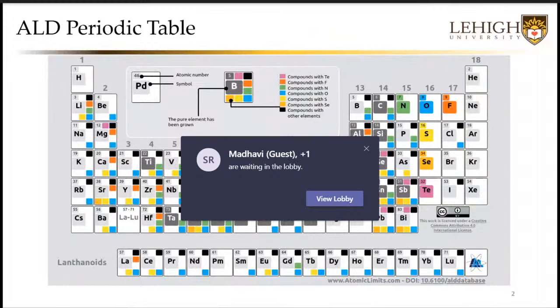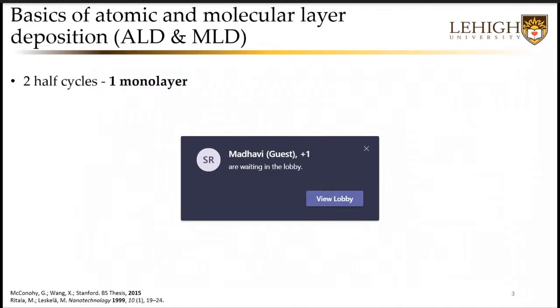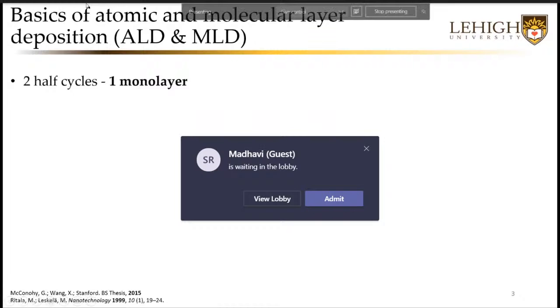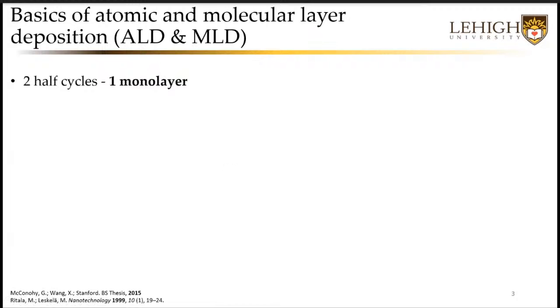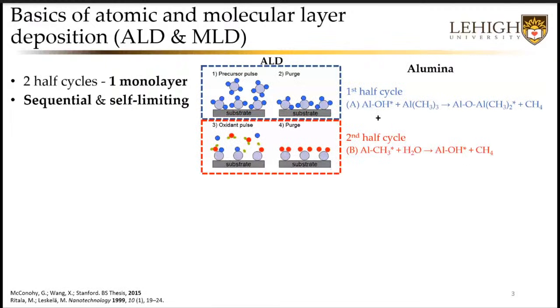Atomic layer deposition and molecular layer deposition have two half cycles. They're complementary techniques. We'll see the difference between them. These two half cycles represent one complete cycle, and when one complete cycle is done, one monolayer of film is grown. These two half cycles are sequential and self-limiting. So we'll see what sequential and self-limiting are.